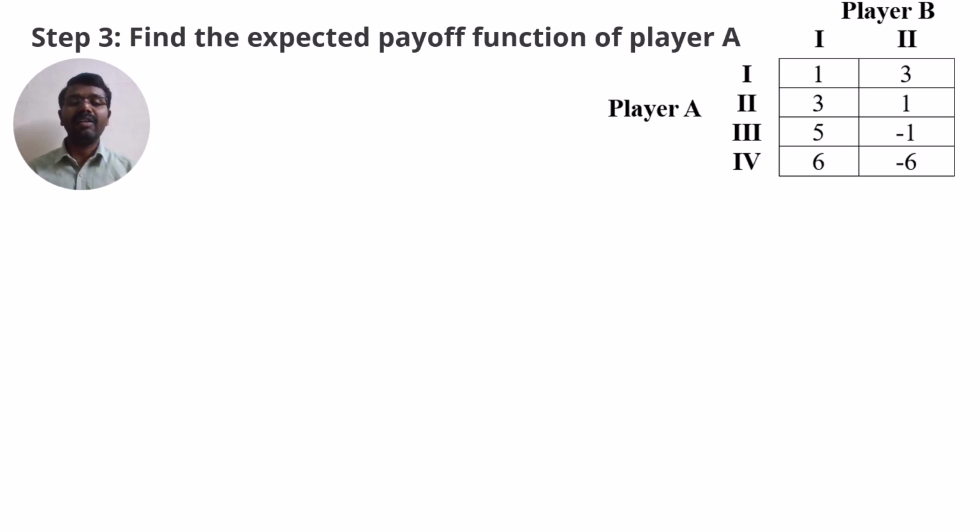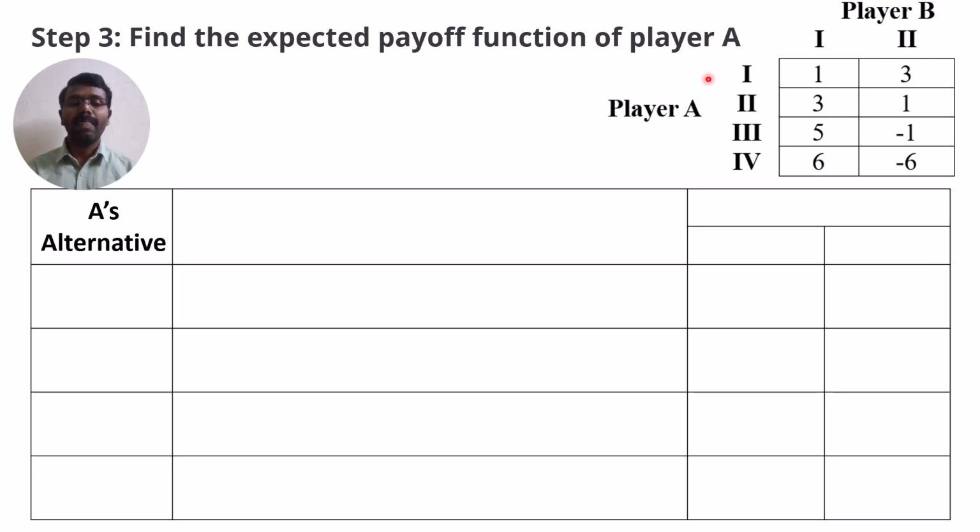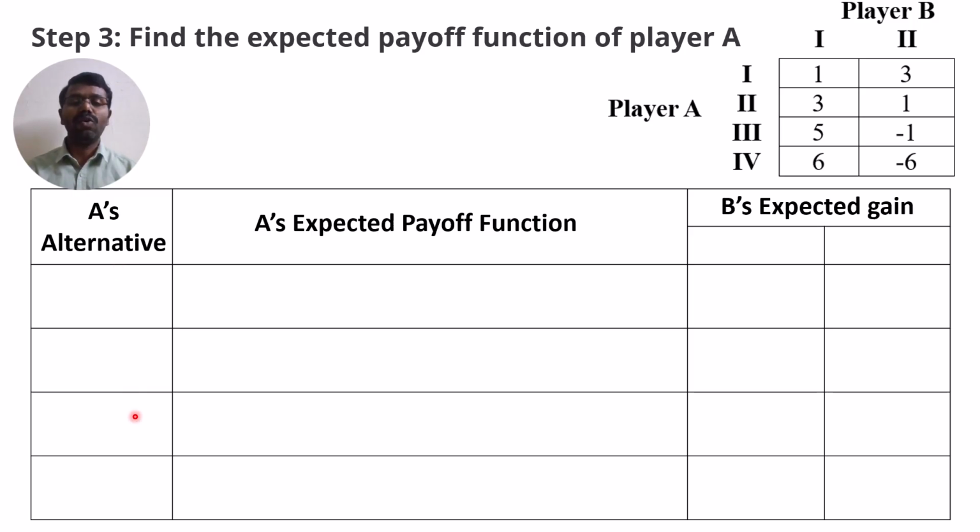In the graphical method, first we need to find the expected payoff function. Because there are 4 alternatives for A and only 2 alternatives for B, we will be taking the expected payoff function for player B only. A's alternatives are 1, 2, 3, 4.